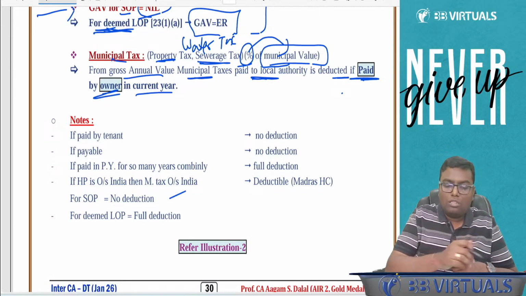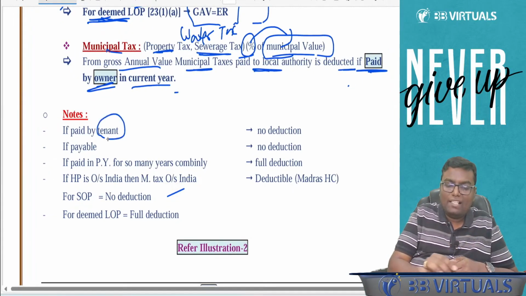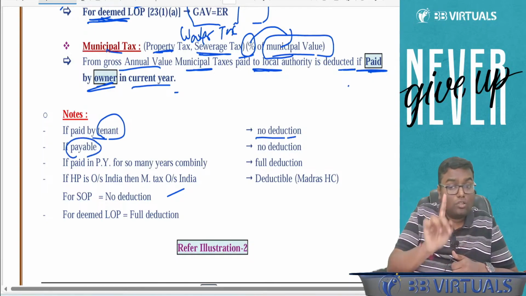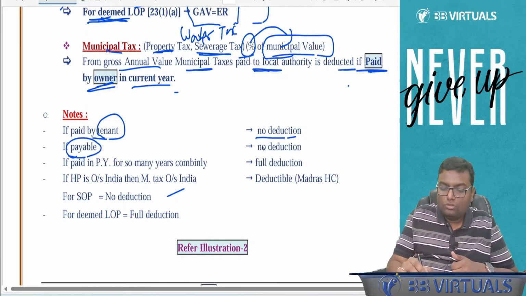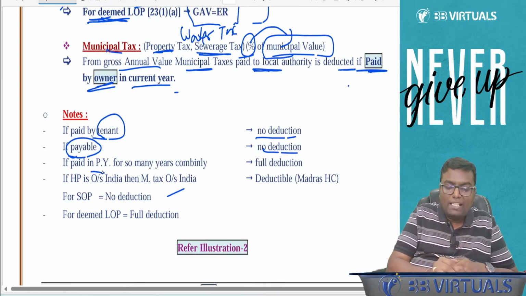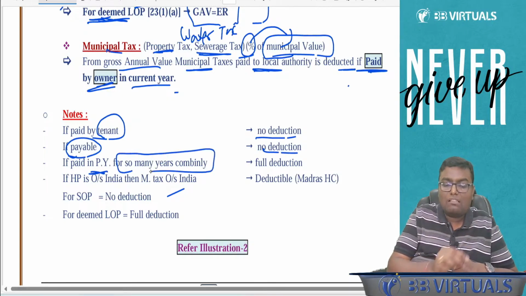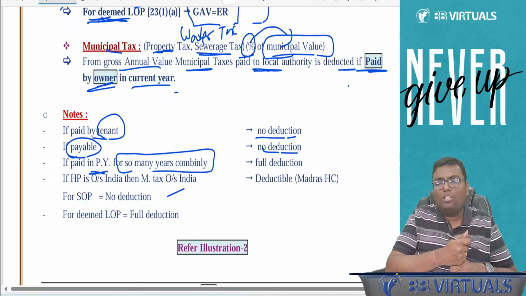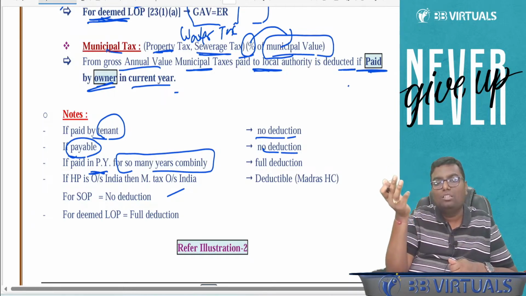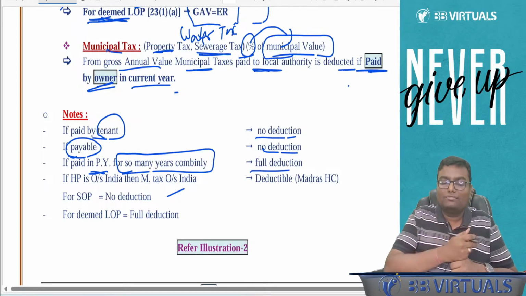So what are the small points applicable? If paid by tenant, no deduction. If it is payable, accrued yet not paid, no deduction. If paid in the previous year for so many years combined, you don't have to see which year it belongs to. You just need to see in which year you paid. You will get full deduction.